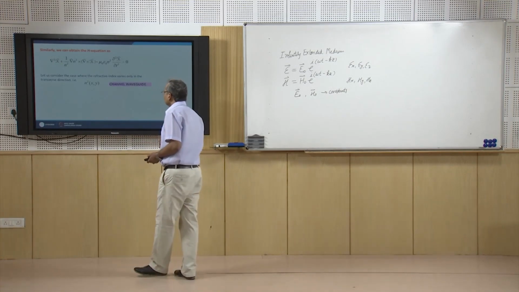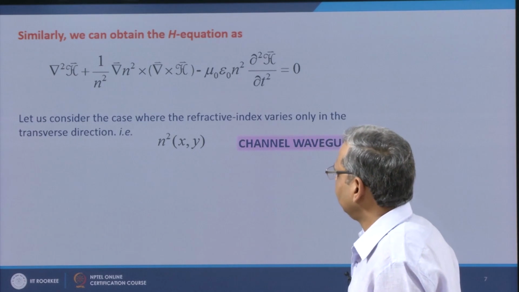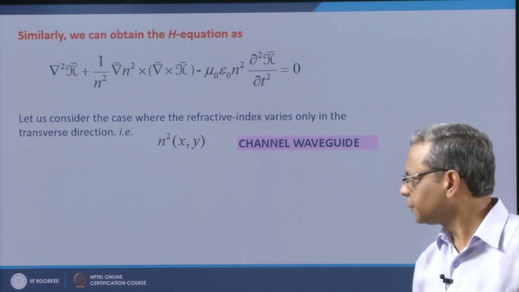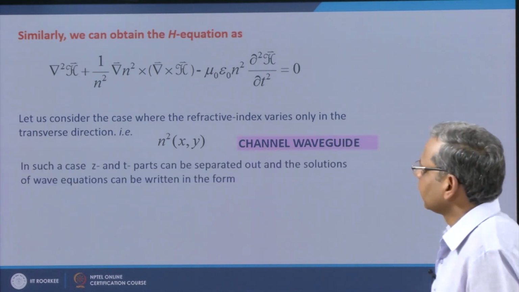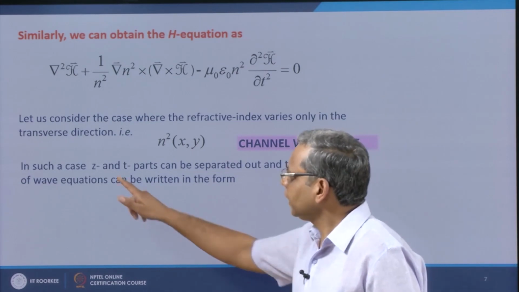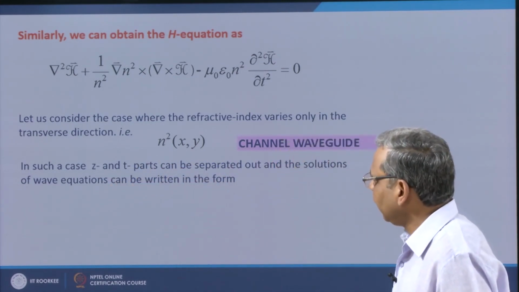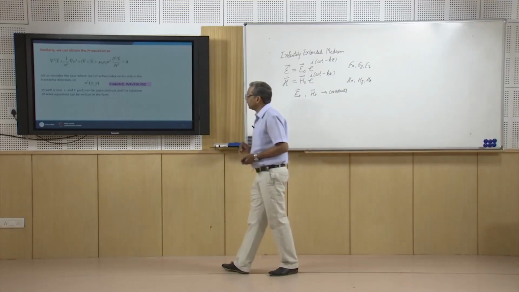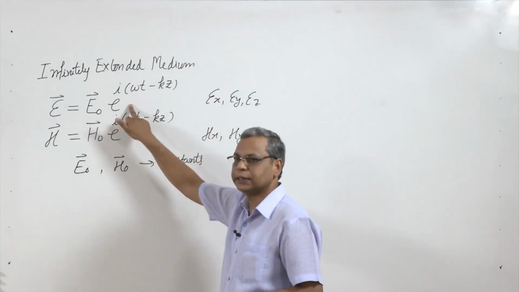So, I take in general a case where n square is a function of x, y, which can be a channel waveguide or optical fiber. So, n square does not vary with z. In this case, I can separate out z and t parts. And if I can separate out z and t parts, then the z and t solution can be written in the same way as this.